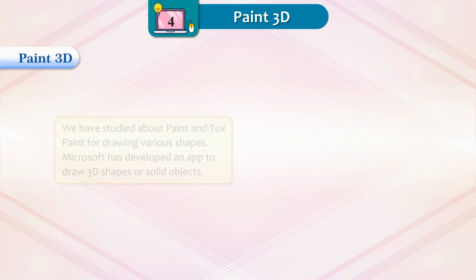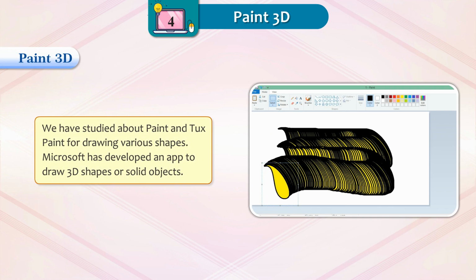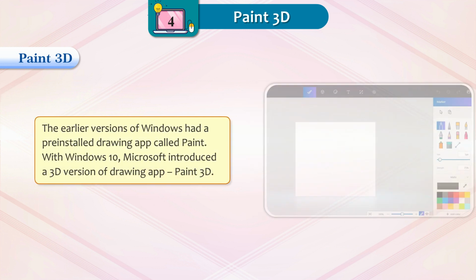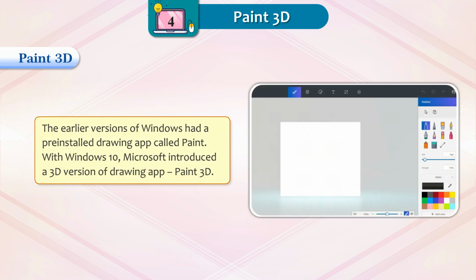Paint 3D. We have studied about Paint in Tux Paint for drawing various shapes. Microsoft has developed an app to draw 3D shapes or solid objects. The earlier versions of Windows had a pre-installed drawing app called Paint. With Windows 10, Microsoft introduced a 3D version of the drawing app, Paint 3D.